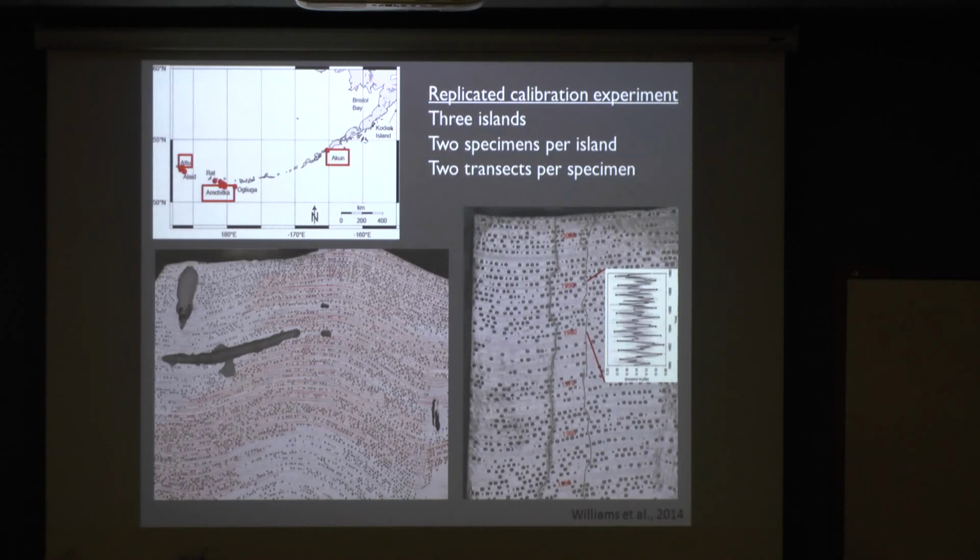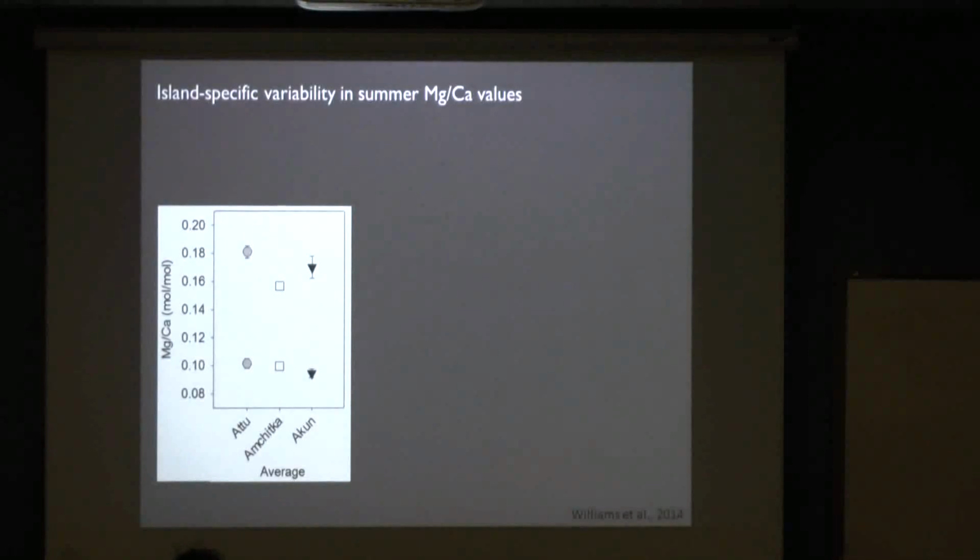And with this one, we were actually able to extend it a little bit further back into time to 665 relative to our growth reconstruction. One of the first things we found, though, and initially this is just using post-1960 data, is that there was island-specific variability. The winter magnesium-calcium values were very similar between the different islands. But when we looked at the summer magnesium-calcium values, there was a bit of a difference between the different islands. We're not sure why that is. We haven't been able to figure out what's driving that island-specific variability.